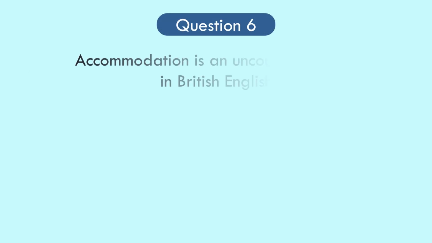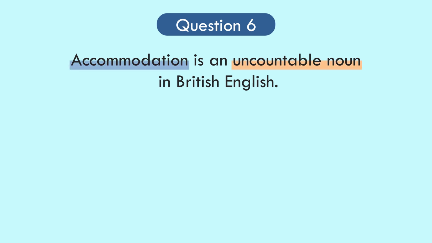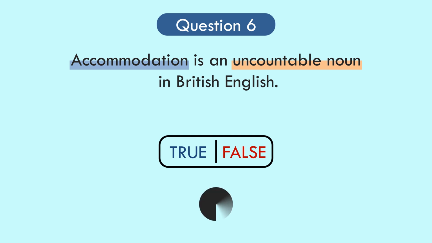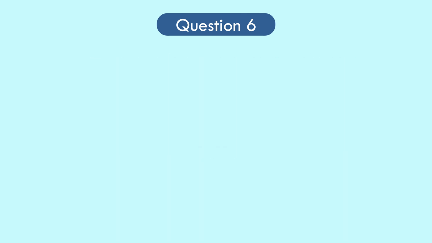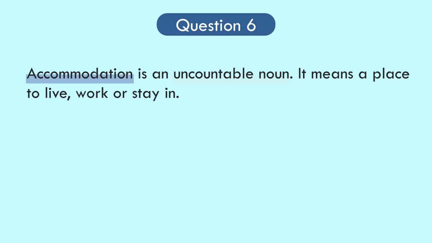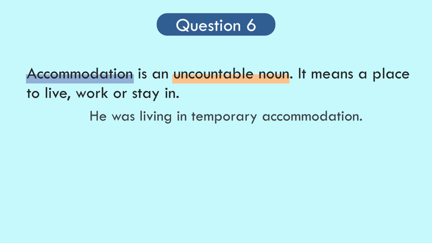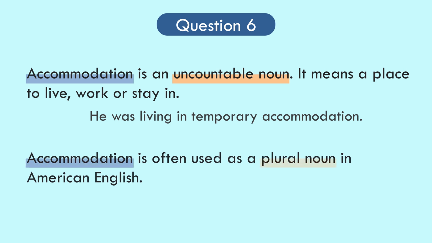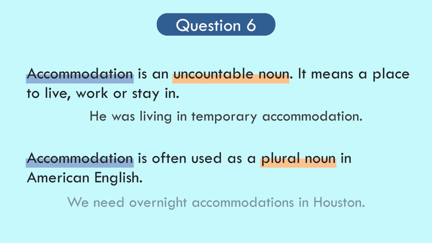Question 6. Accommodation is an uncountable noun in British English. True or false? True. Accommodation is an uncountable noun. It means a place to live, work or stay in. He was living in temporary accommodation. Accommodation is often used as a plural noun in American English. We need overnight accommodations in Houston.